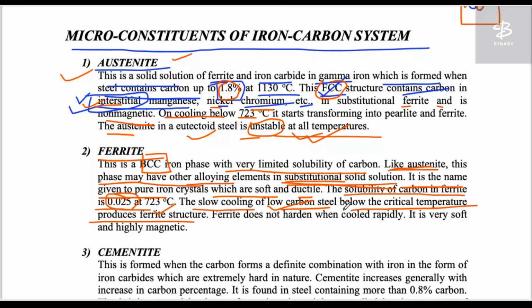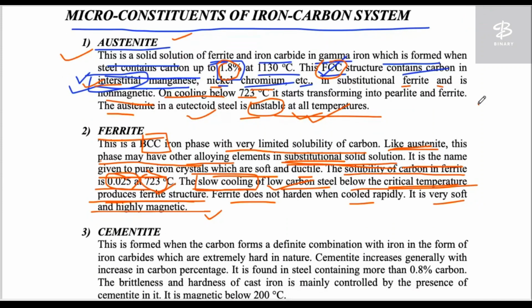Okay, below the critical temperature, it is cooling, right? If we allow it to cool very slowly, then below the critical temperature the ferrite will be produced. The ferrite does not harden when cooled rapidly. It is very soft and highly magnetic. As you can see, it is at a temperature below 723 degrees C, right? And we have discussed 768, so below 768 is of magnetic nature. So obviously the ferrite will also have a magnetic nature.